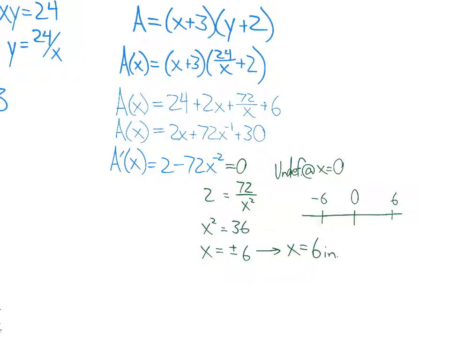Oh, okay. So when I do my sign diagram here, if I plug in, say, a negative 1, I'm going to have 2 minus 72, which is negative. If I plug in a positive 1, I'll also have 2 minus 72, which is negative. If I plug in something bigger than 6, like 7, I'm going to have 72 over 49, which is less than 2. So 2 minus that will be positive. And same thing over here on the other end. So notice here that the minimum is going to be right here when x is 6. And that's the only realistic answer anyways.